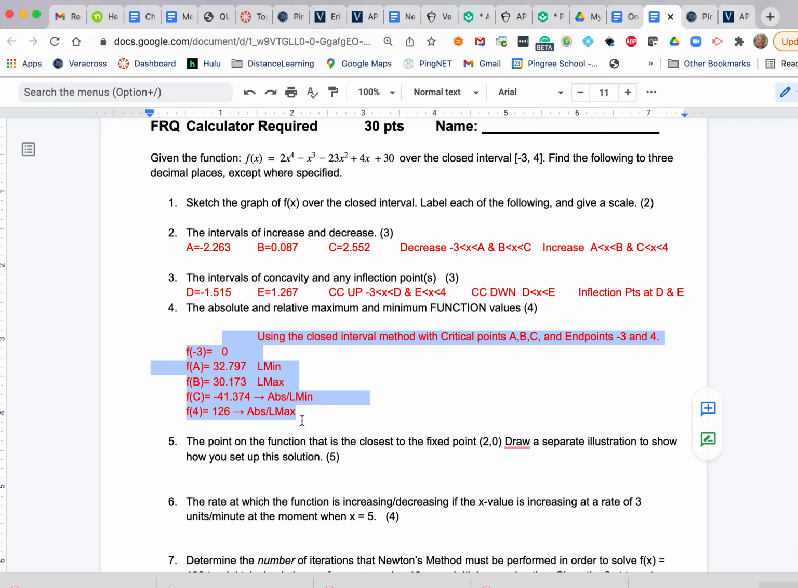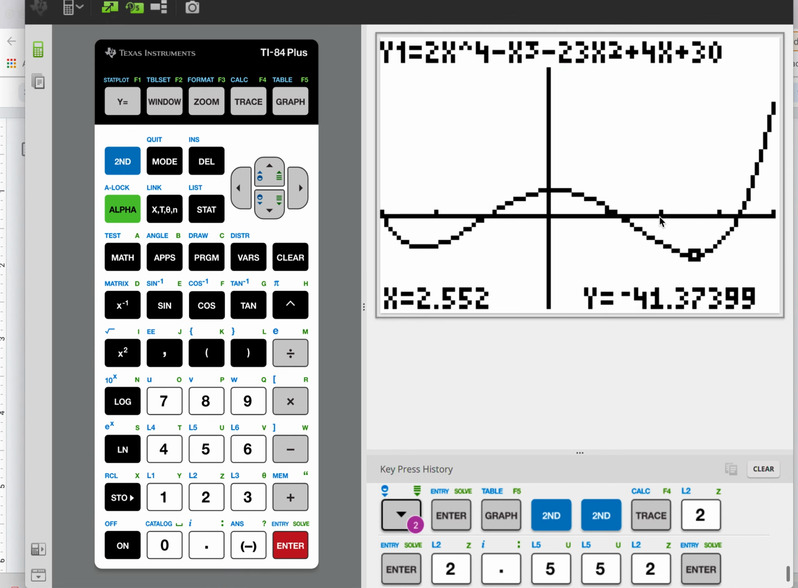So you can find those values, and you'll see, just label carefully what's going on, and you'll have those without much difficulty. The point on the function that is closest to the fixed point, 2, 0. Now this is an optimization. It should be draw a separate illustration to show how to set up this solution. All right, so I am not able to draw that here on the computer, but if you go back to this graph, what it would be is, out here, this is 2, and we're trying to find the closest straight line point. I'm guessing it's somewhere straight down there to that point right there.